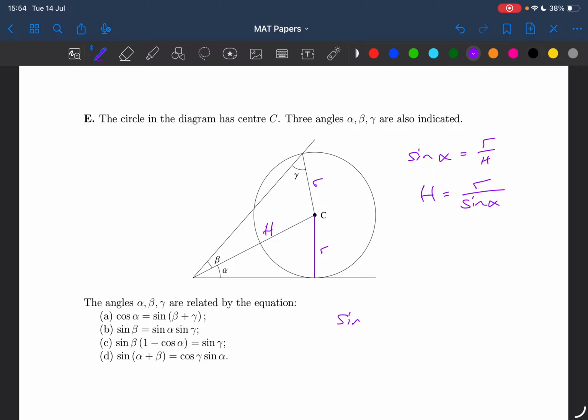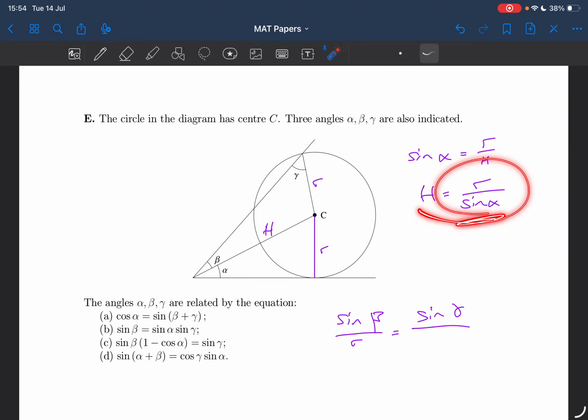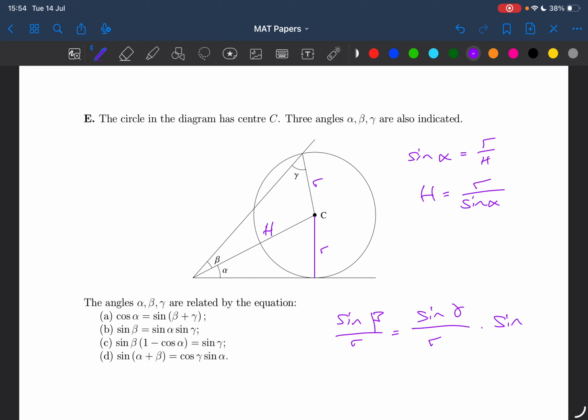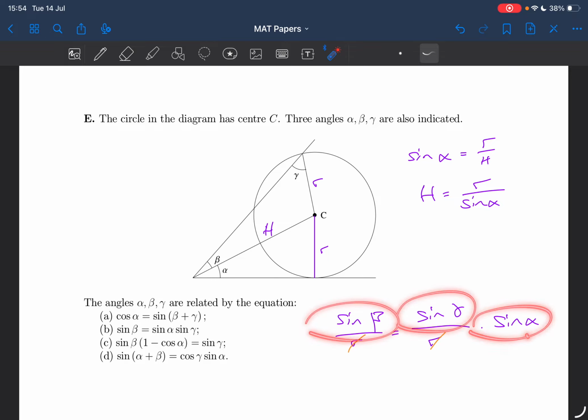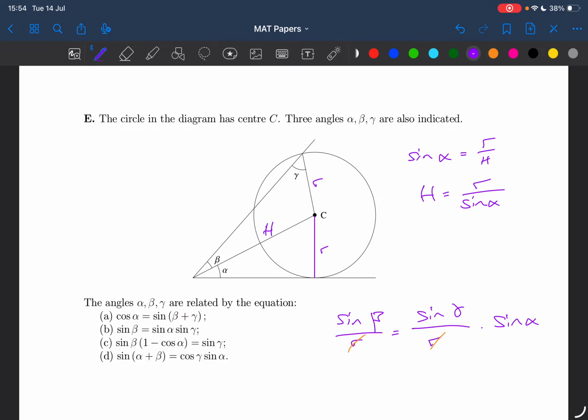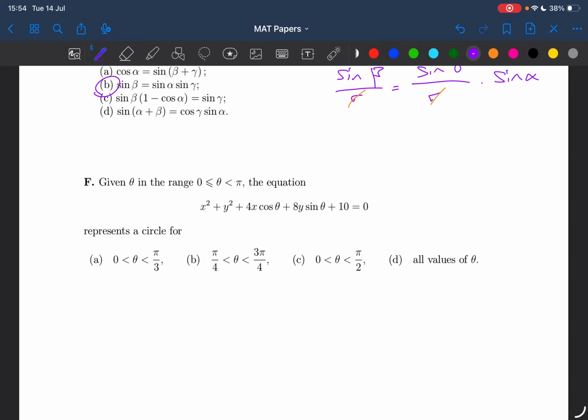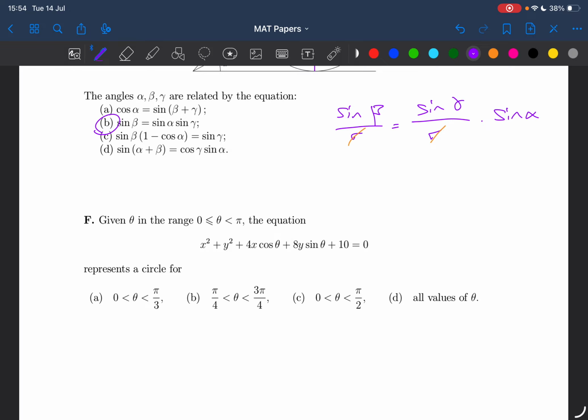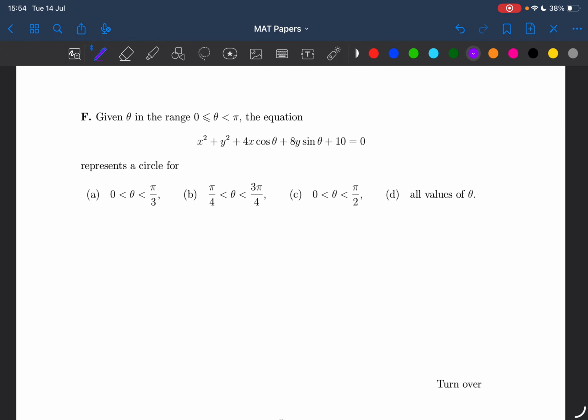So sine of beta over r will equal sine of gamma over h, which is this thing. So over h, we can flip it upside down. The r will go on the bottom, and the sine alpha goes on the top. Cancel those two r's off. What we're left with, sine beta equals sine gamma times sine alpha, which is B for the answer. Lovely jubbly, is that correct? Answer is B. Yeah, nice.